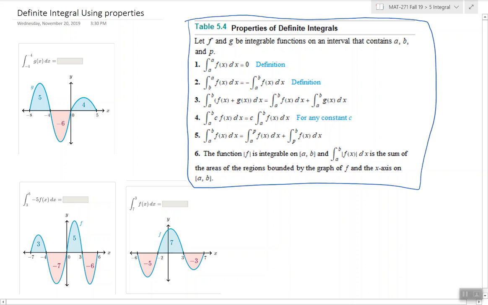The first two properties are definitional, but given how much we've focused on the definite integral being accumulated net area as we go from a to b, I hope they'll make sense. Our setting is that we have two functions, f and g, that are integrable on an interval that contains x values a, b, and p. Our first is definitional.